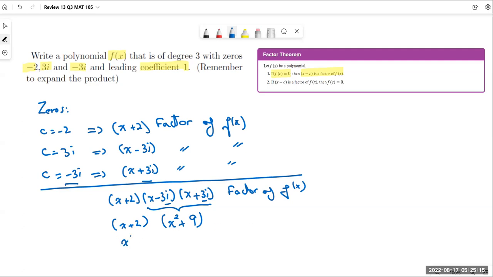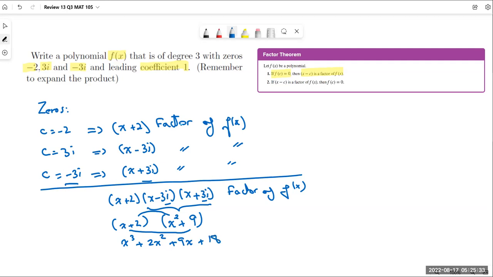This is going to be x cubed. The x squared, they are 2x squared. All right, this is 2x squared. The x's, they are 9x's. This times this. And then 9 times 2 is going to be 18.